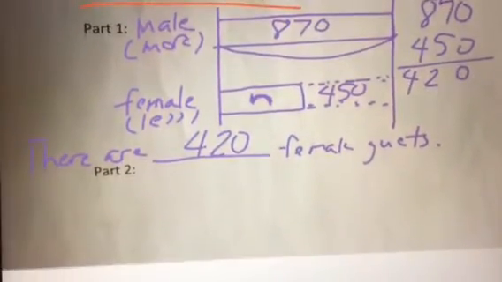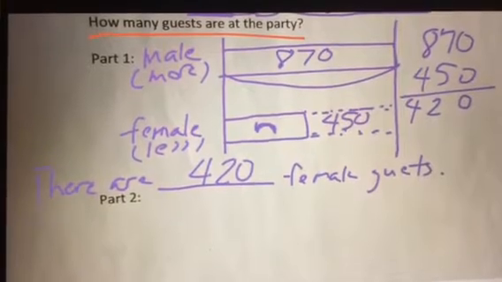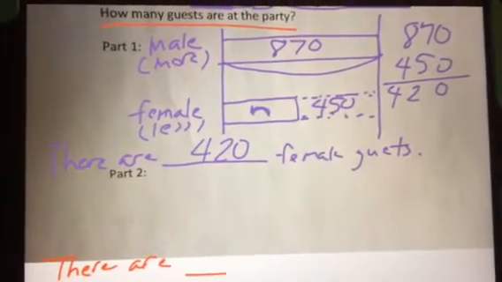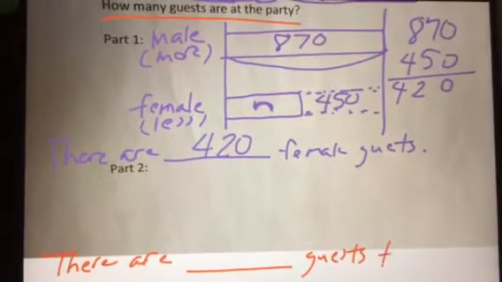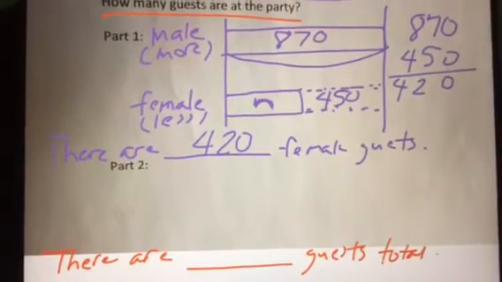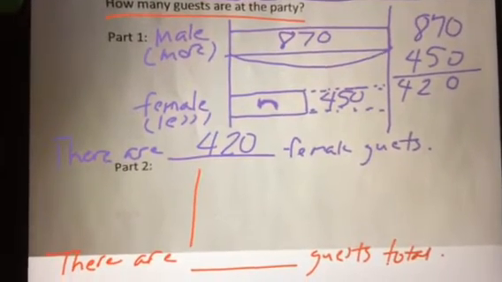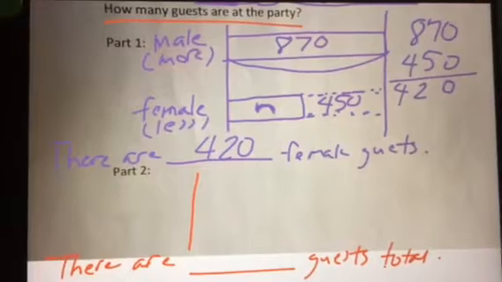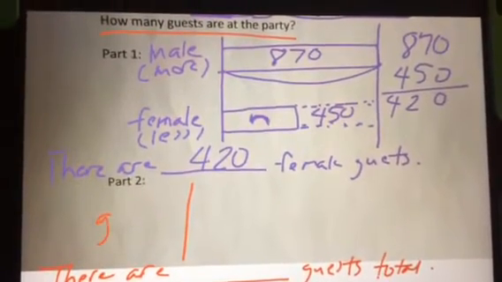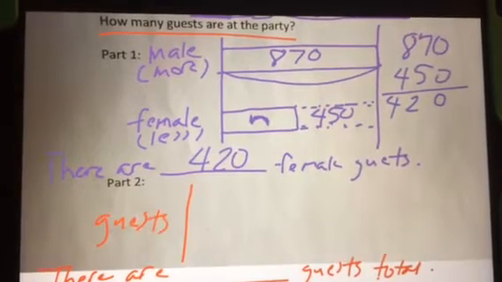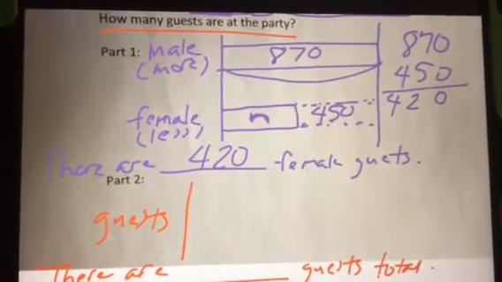So the answer statement for part two is going to be, there are blank guests. I'm just going to say total. It helps me to remember. Starting line. Now this time we're not doing who or what. We're not doing comparison. The who or what are simply the guests because we're just trying to find out the total number. So this is going to be a simple part whole.